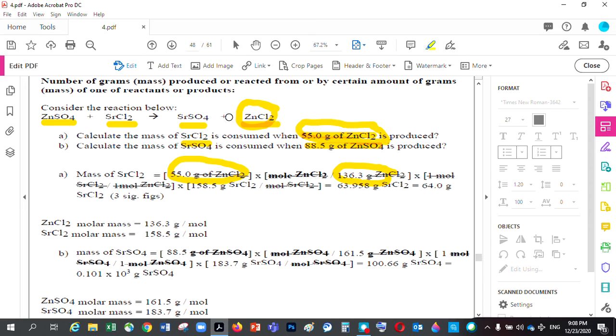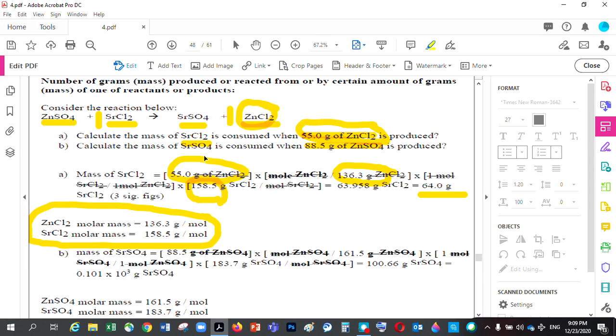Then you go to the mole ratio, 1 to 1. And then you multiply it by the strontium chloride molar mass, which is this one here. So again, the grams of the product, zinc chloride, divided by the molar mass of the same product, zinc chloride, then the mole ratio is 1 to 1. Then you multiply it by the molar mass of the reactant strontium chloride to get the answer here, 3 sig figs, correct? And these are the molar masses of both.